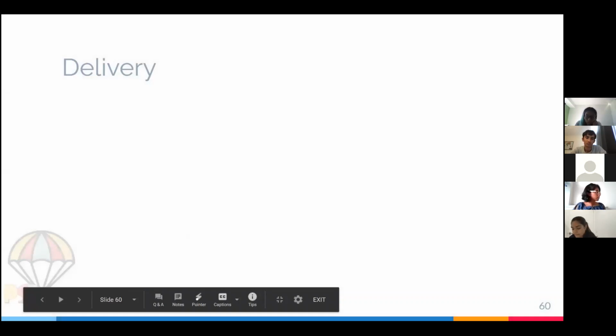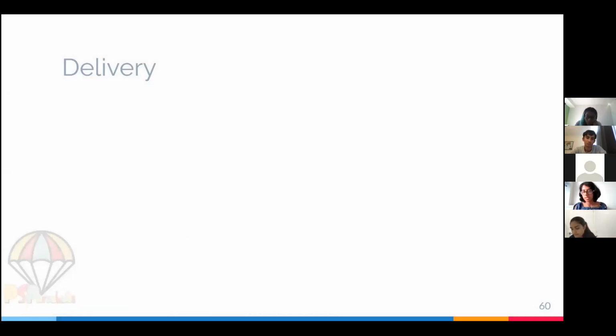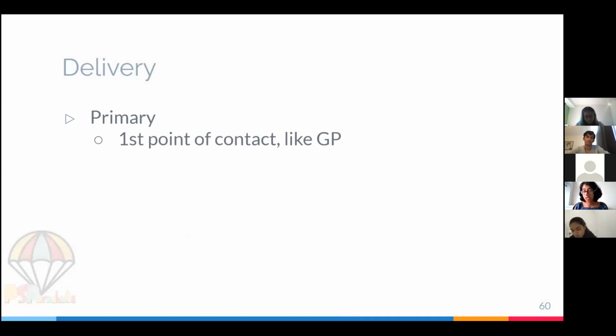And the third thing that I mentioned that is necessary for a health system is delivery. For delivery, we have primary care, which is the first point of contact, like your GP. Can anyone guess what the next type of delivery could be? It's really easy, I promise.